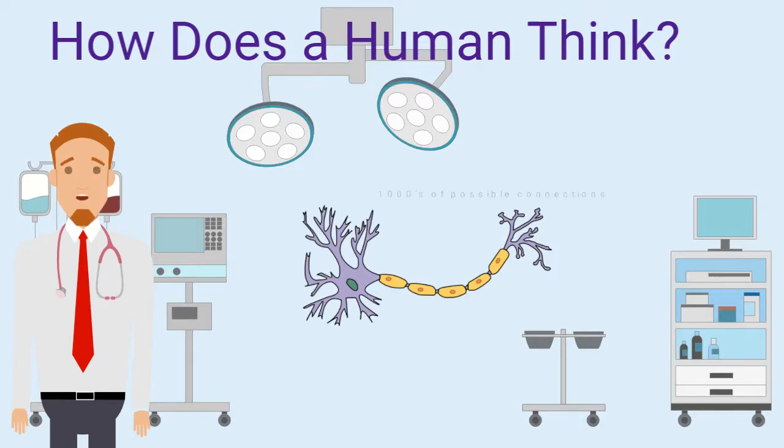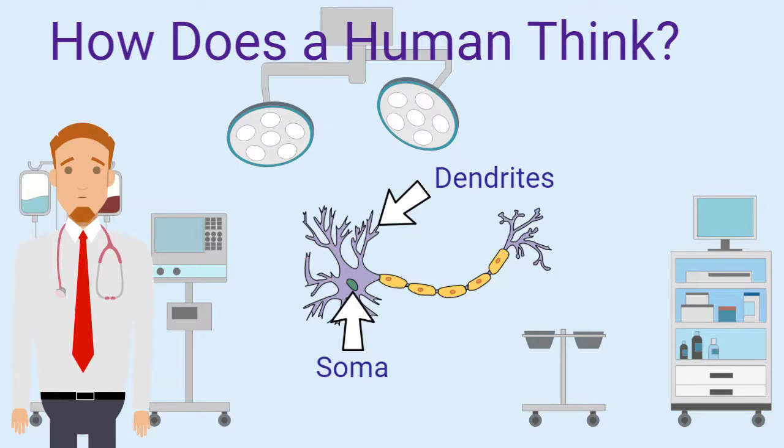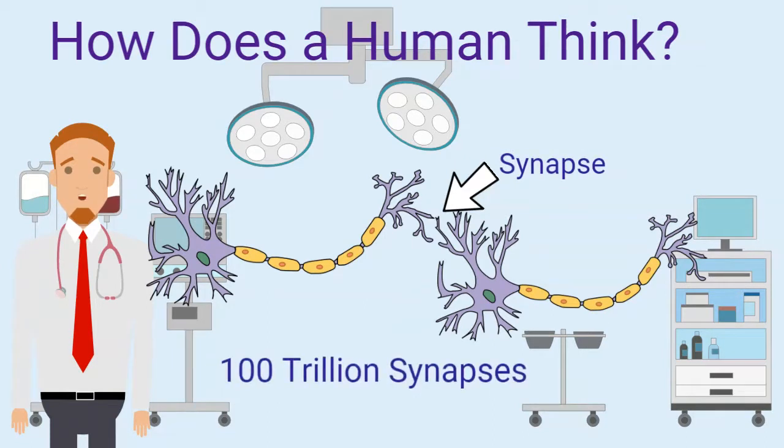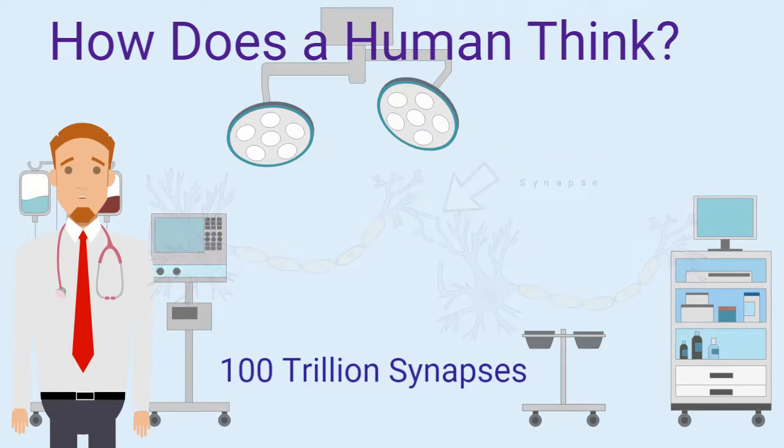Each neuron has thousands of possible connections, and when they receive a signal, it can lead to a chain reaction through the entire brain. The neuron is made up of a soma that contains the nucleus, dendrites, and an axon. When the dendrites of one cell link with the axon of another cell, a synapse is formed. There are over 100 trillion synapses in the human brain.